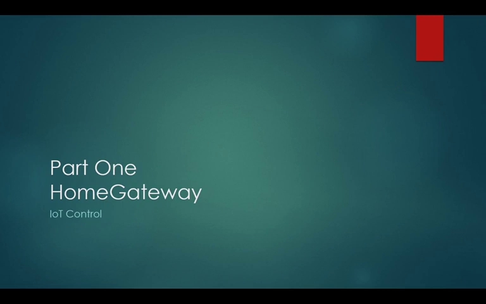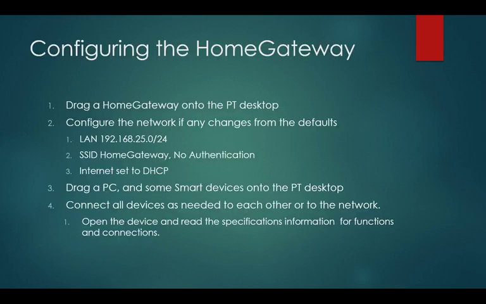The Packet Tracer Home Gateway is almost identical to a home gateway you might get as part of your ISP connection or that you have added to your network. These are the basic steps in configuring the Home Gateway. First, you will drag the Home Gateway onto the Packet Tracer desktop. The Home Gateway has the default settings that you see on this slide.